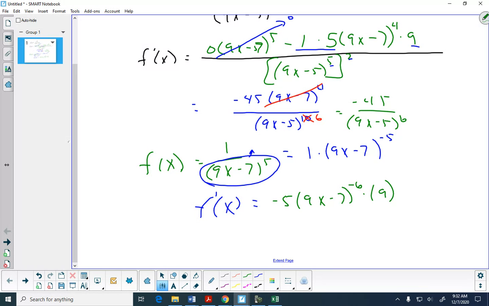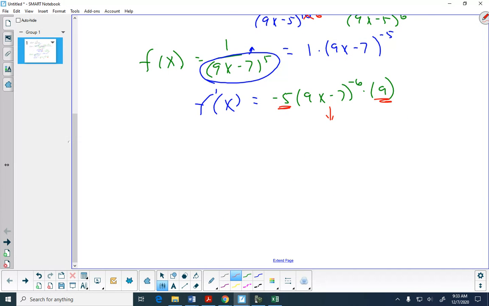Okay, so now the only thing that has a negative exponent is the (9x minus 7). We can drop that to the bottom, but the -5 and the 9 stay on top. So these stay on top. This gets dropped to the bottom. So we're left with -5 times 9, which is -45, over (9x minus 7) to the 6th power. Once again, either way is a correct way of dealing with it.